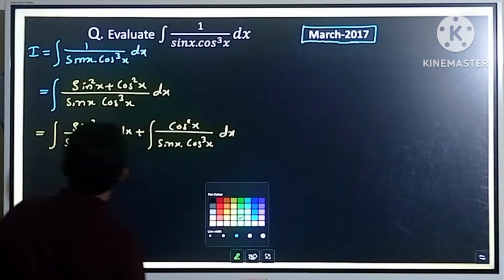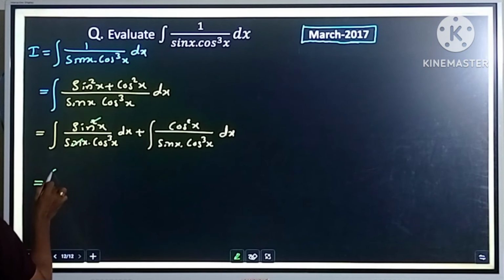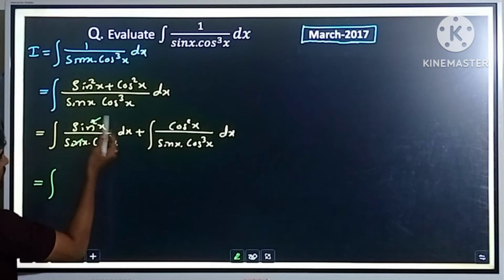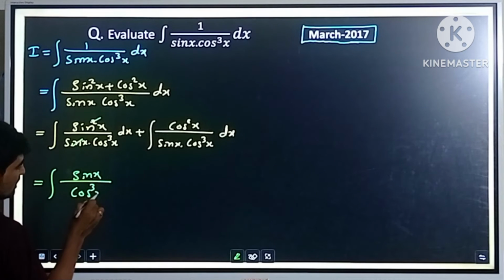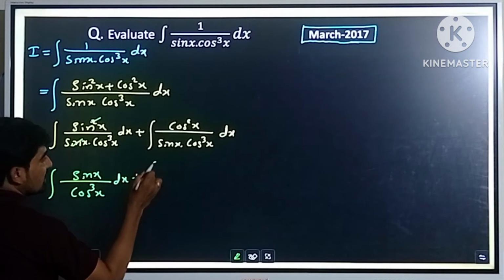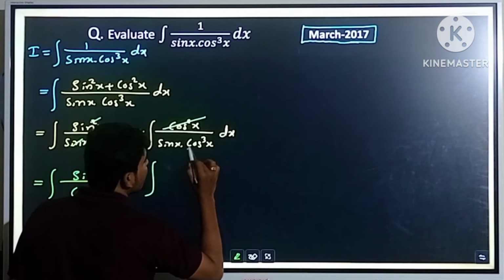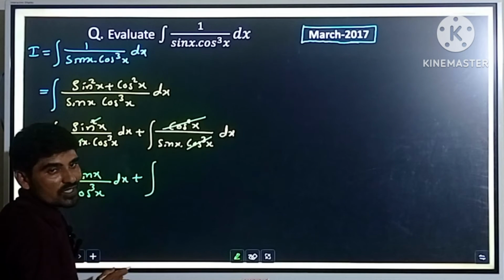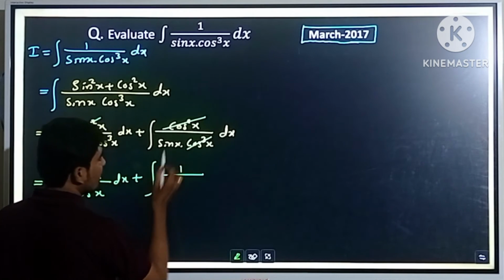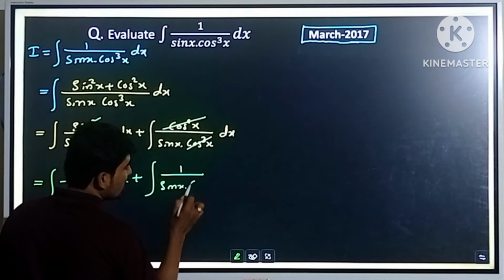Now in the first integral, I can cancel sin x and sin x from numerator and denominator. So I is equals to integration of, sin x is cancelled in the numerator, so remains 1 sin x divided by cos cube x with respect to x plus integration of, here also, one cos square x from the numerator and one cos square x from the denominator get cancelled. So entire cos square x is cancelled in the numerator, remains what? 1 divided by sin x into cos square x is cancelled here, it remains what?